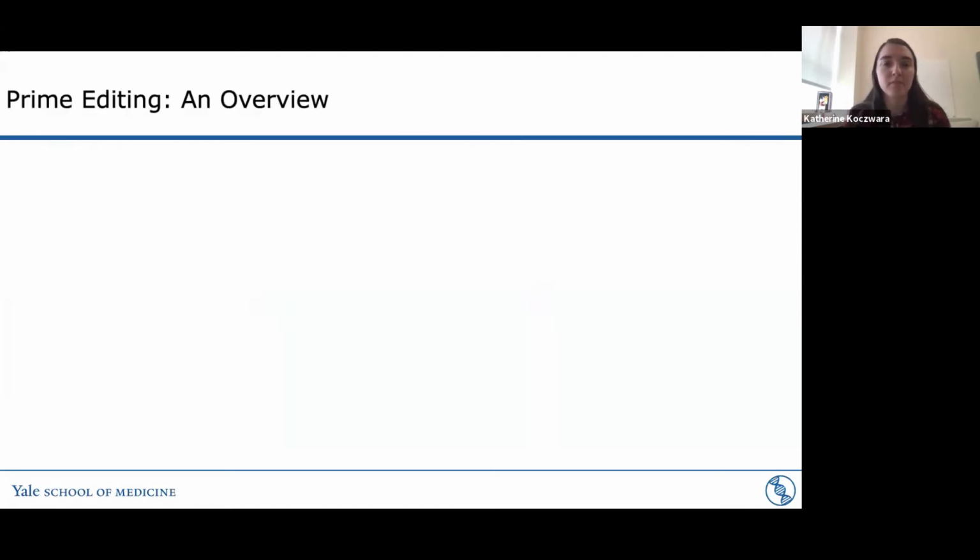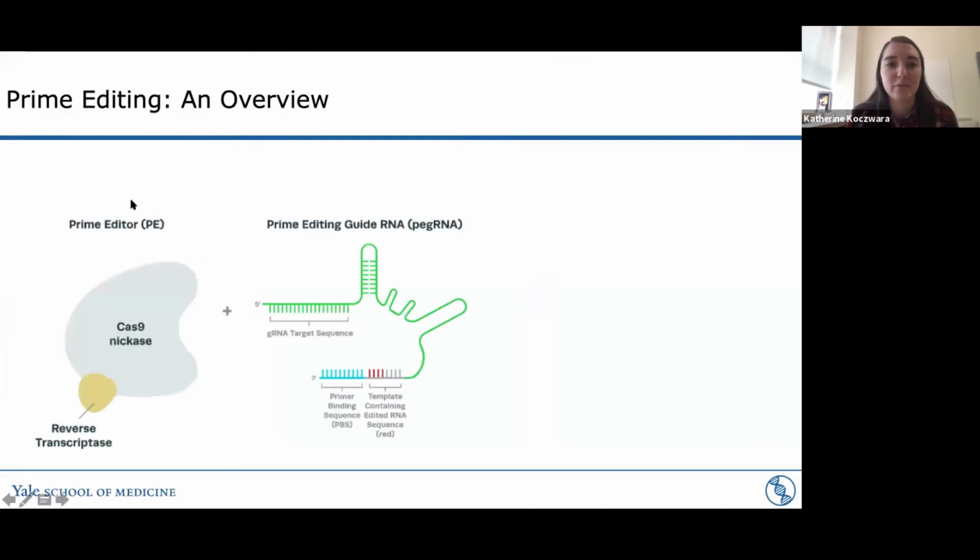And so a brief overview of how this process works is there is a prime editing protein, which is composed of a Cas9 nickase protein fused with a reverse transcriptase.